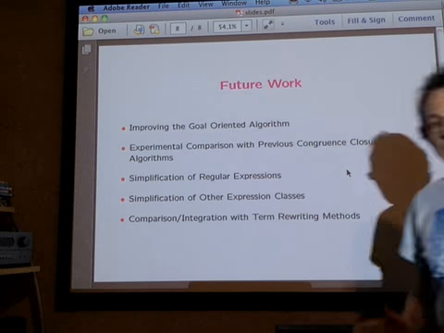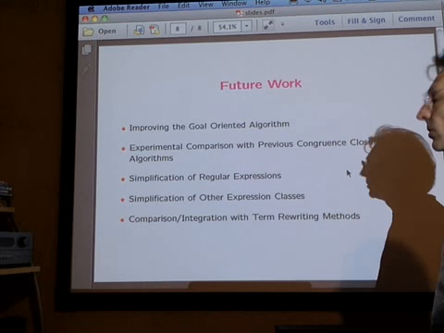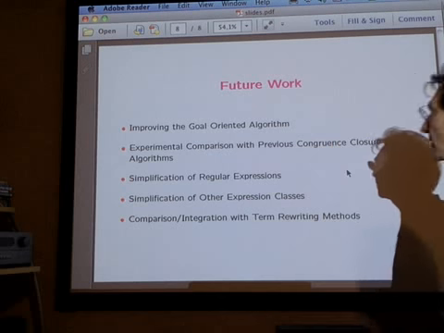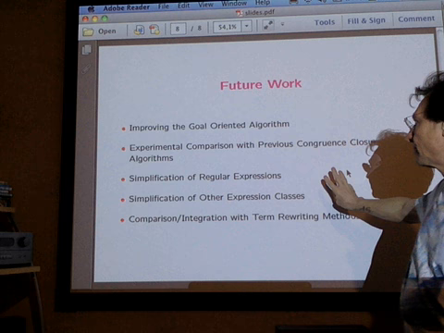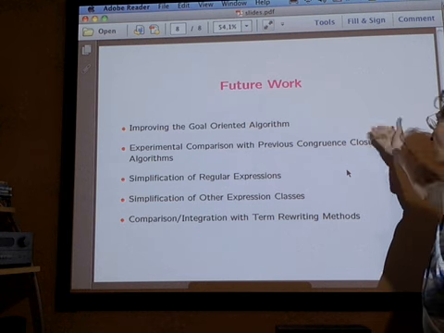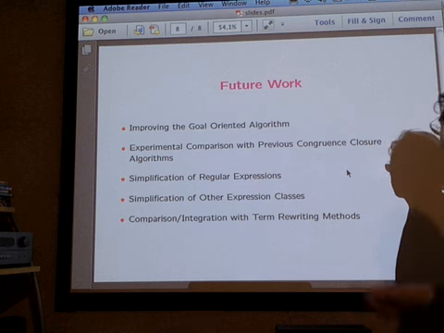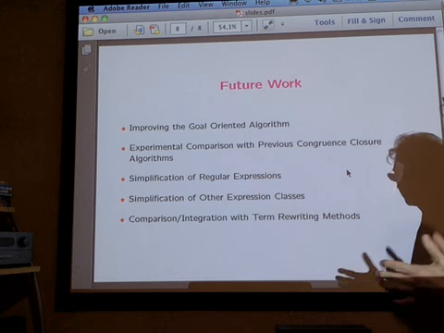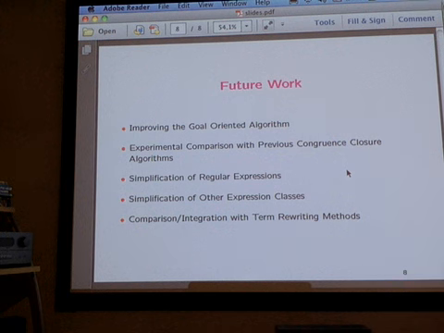So in the future, we plan to improve our work, mainly the goal-oriented algorithm, which can be, I think, much improved. We will apply our method to other kinds of expressions. We will compare more deeply and experimentally with the existing methods to compute the congruence closure. And also we intend to compare and to improve our work by using techniques used for term rewriting systems.